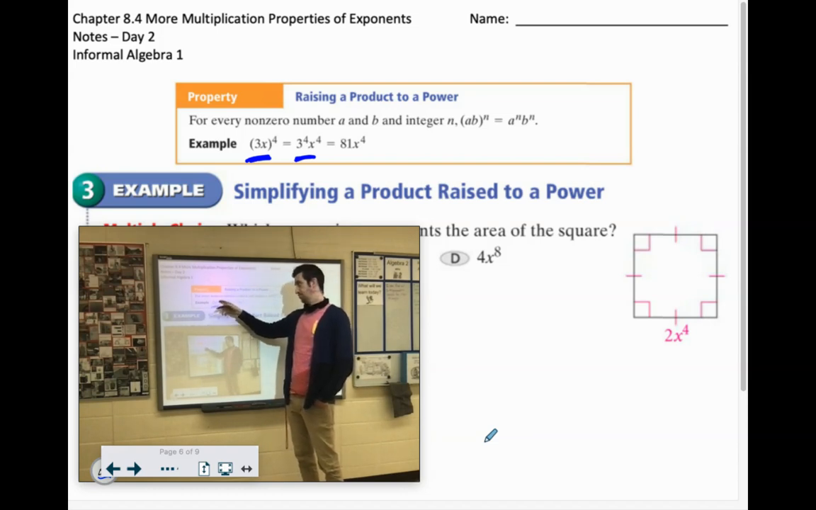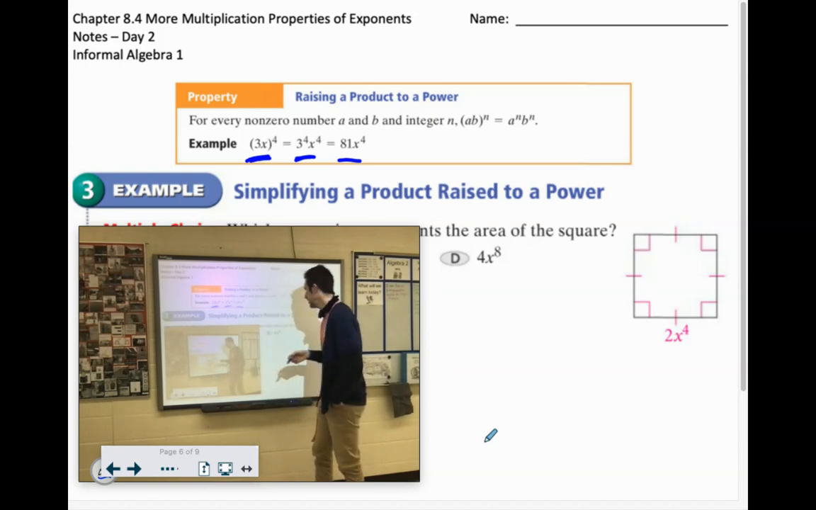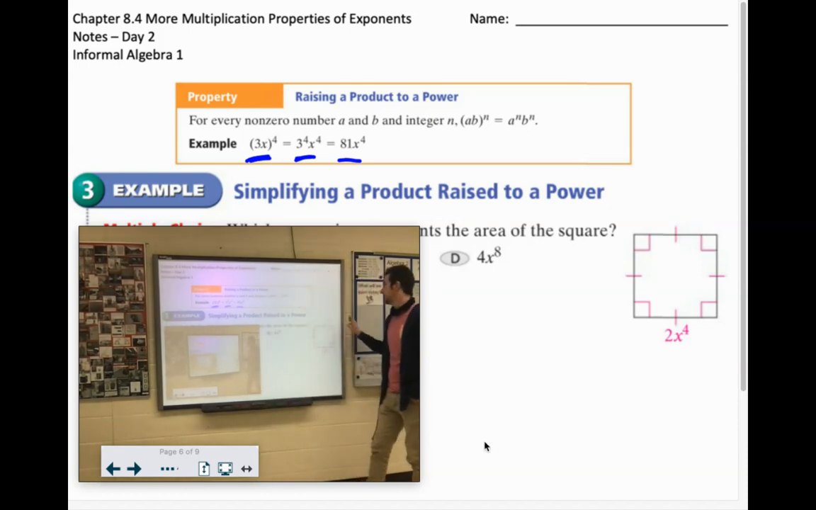So 3x raised to the fourth power would be 3 to the fourth power, x to the fourth power, and 3 to the fourth power is 81. Great, that's not too bad. Just give it to everything inside.